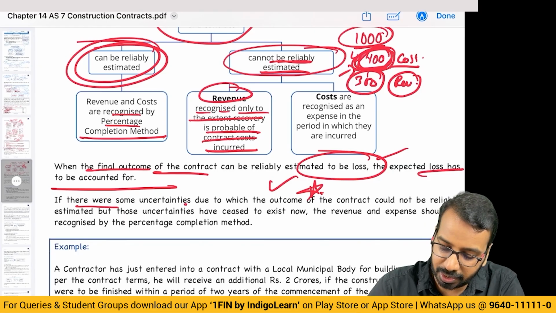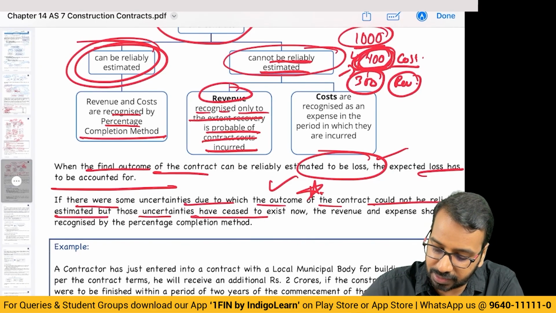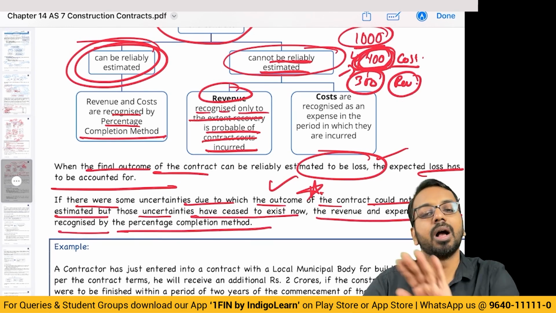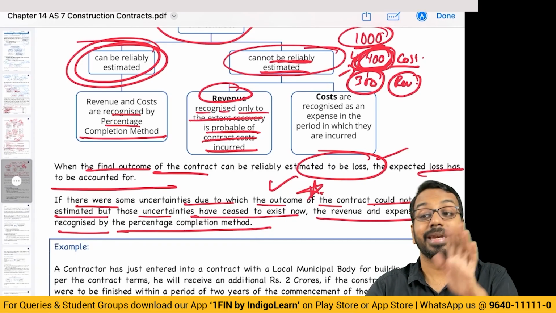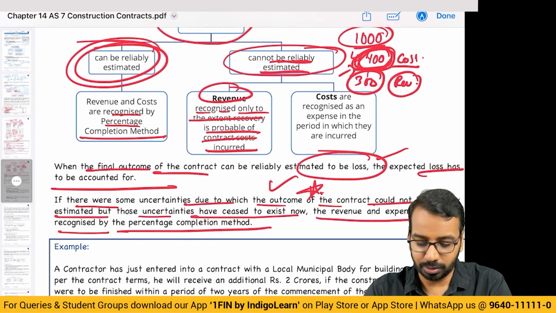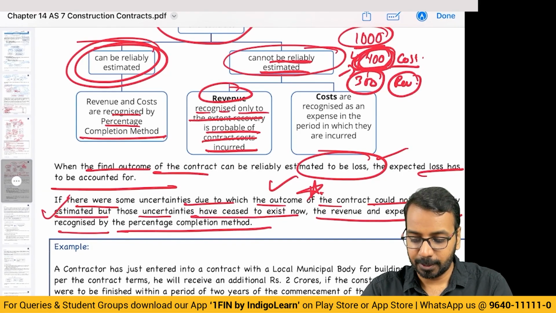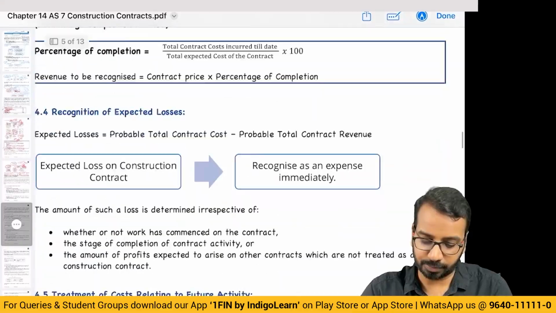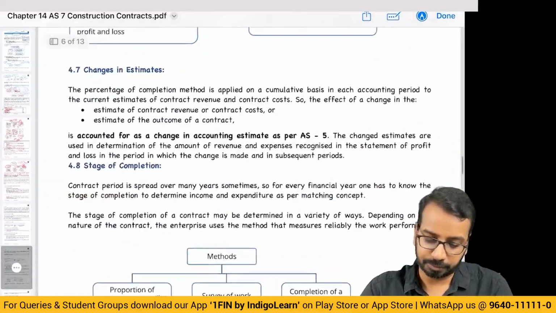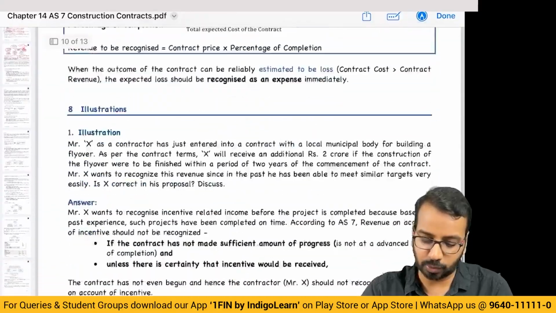If there are uncertainties due to which the outcome of the contract could not be reliably estimated, but those uncertainties have ceased to exist now, revenue and expense should be recognized by the percentage completion. Earlier, the outcome was uncertain. We could not estimate the outcome. Now, we can estimate the outcome. So, start recognizing revenue and cost. Right? Now, what I'll do is, we'll take up a question. We'll come back to the theory subsequently, because you need to work out the solutions in the examination. That is what is more important, right?